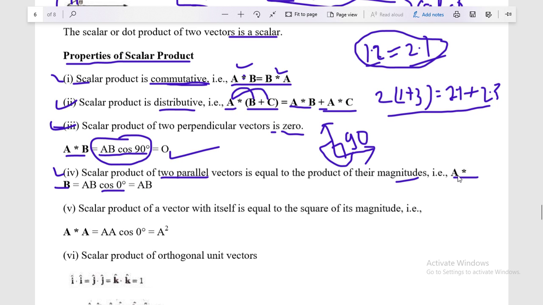So you can see here the scalar product of two parallel vectors A and B is equal to the product of the magnitudes of those vectors. It is equal to magnitude of A into magnitude of B.